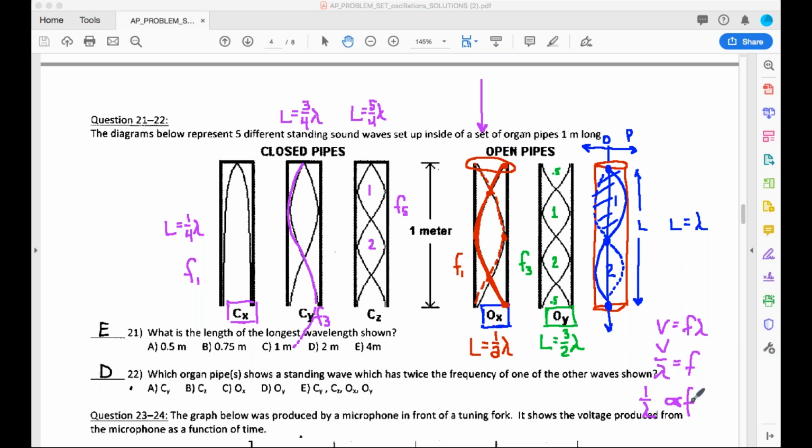And in all of these cases, I can say frequency is proportional to 1 over lambda. So for O subscript Y, I can say lambda is equal to L. So the frequency is equal to 1 over L. Let's do this in a different color for each one of these. Let me find a color I haven't used. Let's use orange. So for O subscript Y, we can say that frequency F is equal to 1 over L. For O subscript X, we can see that frequency is equal to 1 over 2L.